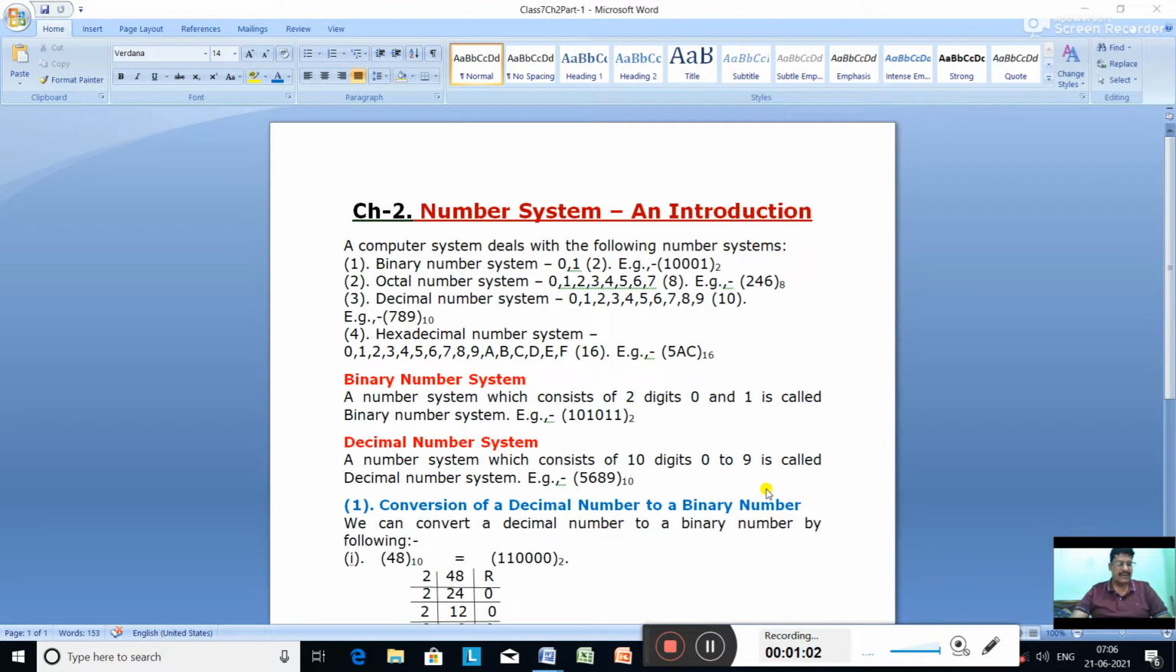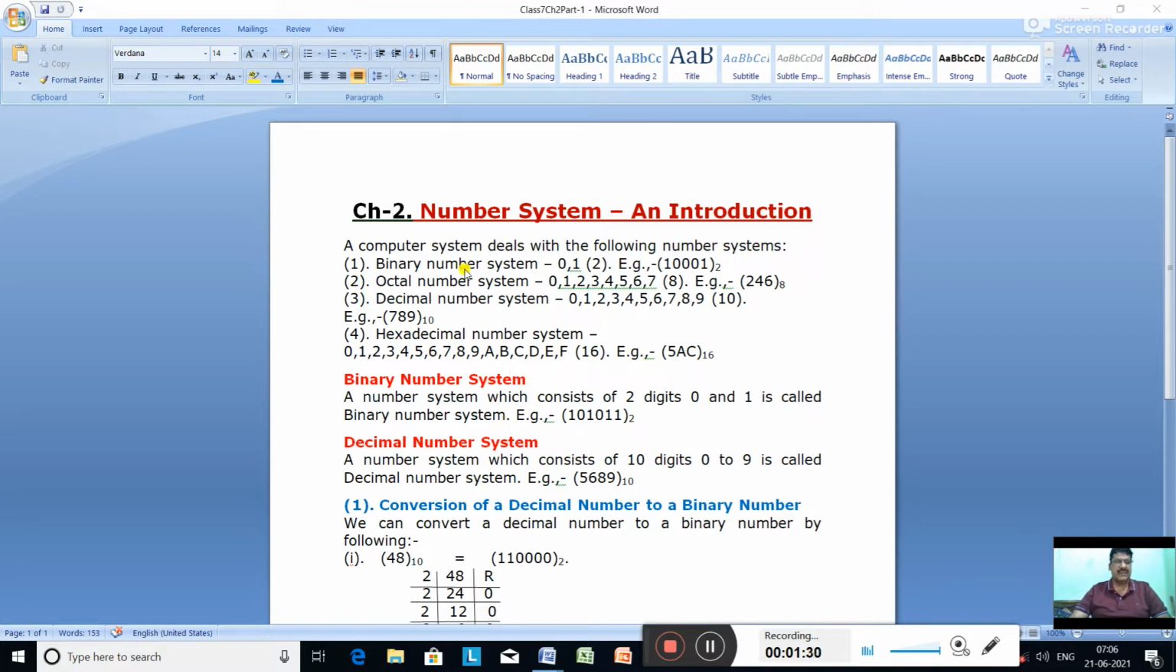The binary number system uses only two digits, that is 0 and 1. It is used to express the two possible states, yes and no. Here yes means 1 and no means 0.